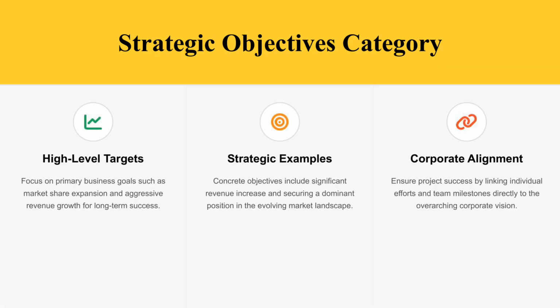Strategic objectives focus on high-level business targets like market growth or revenue expansion and should be connected to corporate vision. Use strategic examples to guide priorities and ensure each major objective links to overarching goals, so team efforts contribute to long-term competitive positioning and business success.